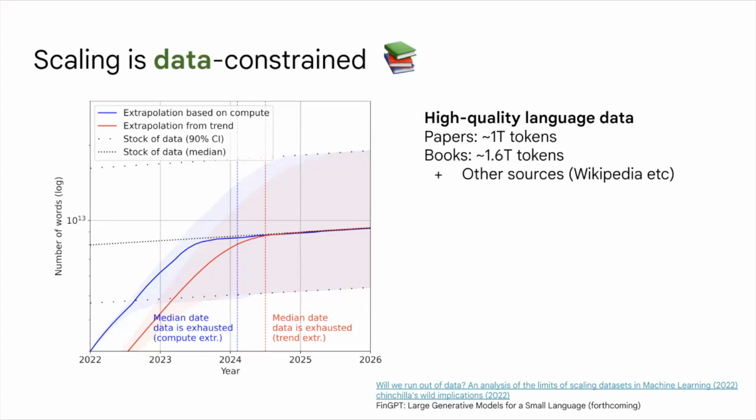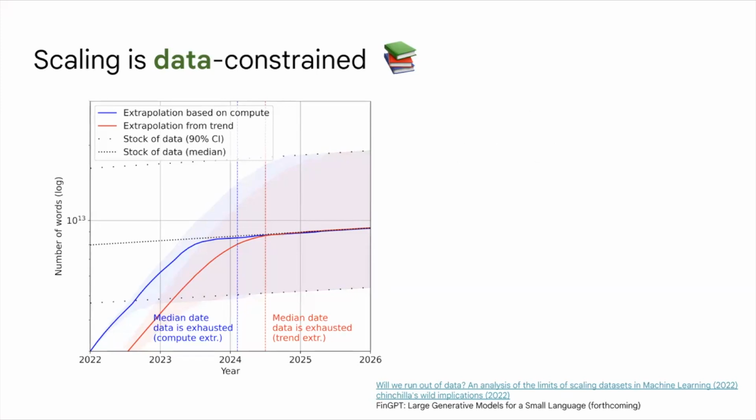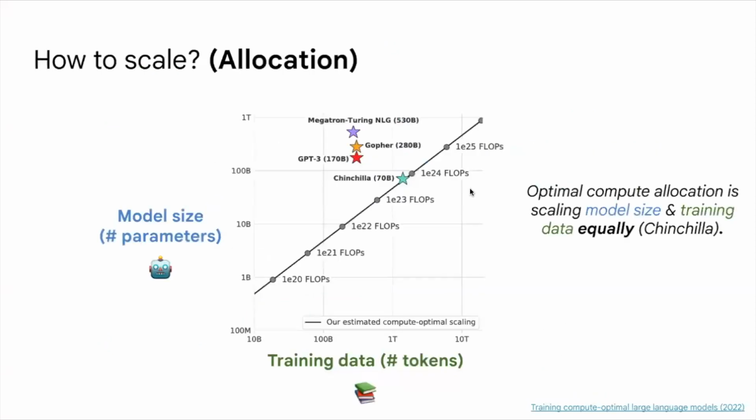And when we talk about high quality language data, we usually refer to stuff like papers, where there's roughly 1 trillion tokens. So that's arXiv, bioRxiv, and so on. And then there's another 1.6 trillion tokens of books. Together, this is 2.6 trillion tokens, which is not a lot. If we go back real quick, then 2.6 trillion tokens is roughly where the Chinchilla blue star is. So we're kind of already data constrained there if we're just training on these super high quality data sources.